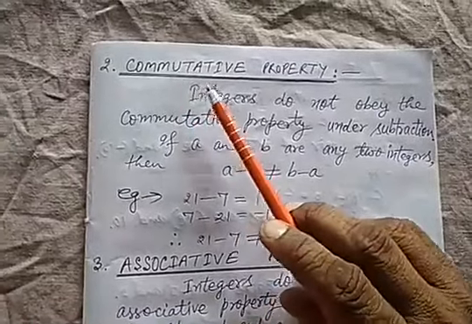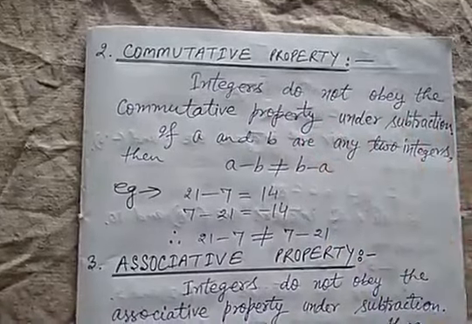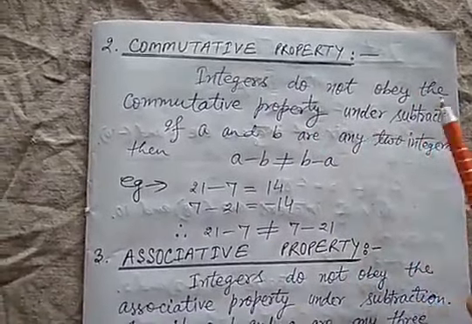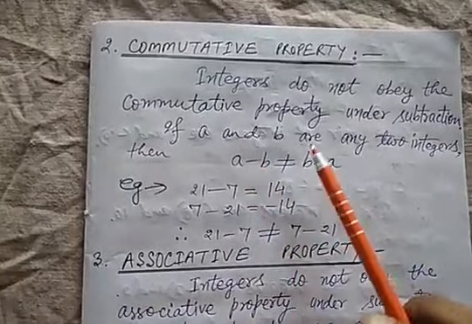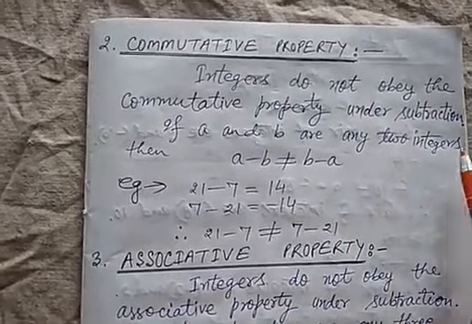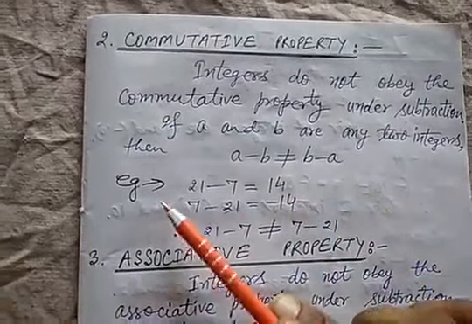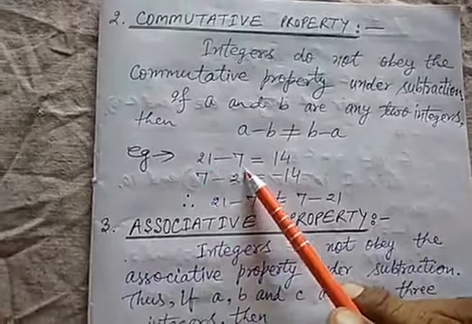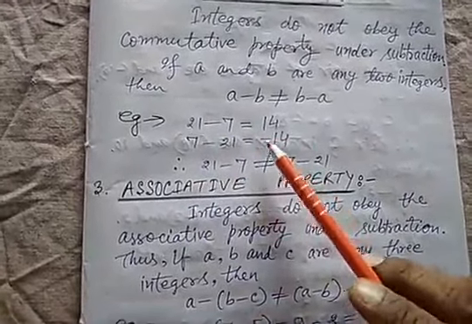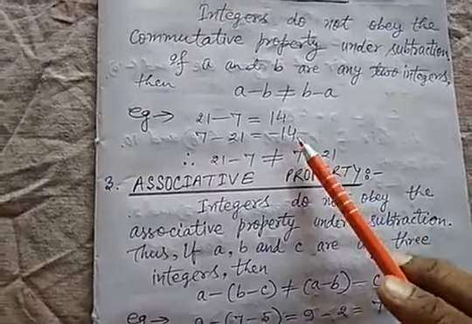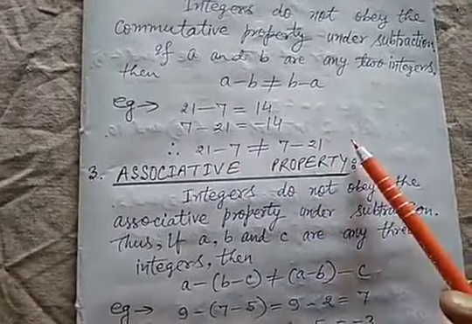Second property, commutative property. Integers do not obey the commutative property under subtraction. If a and b are any two integers, then a minus b is not equal to b minus a. For example, 21 minus 7 is equal to 14 and 7 minus 21 is equal to minus 14. Here the results are not the same. Therefore, 21 minus 7 is not equal to 7 minus 21.